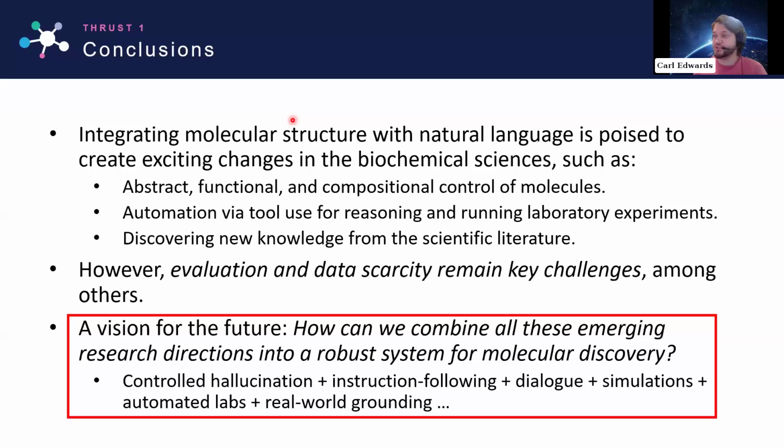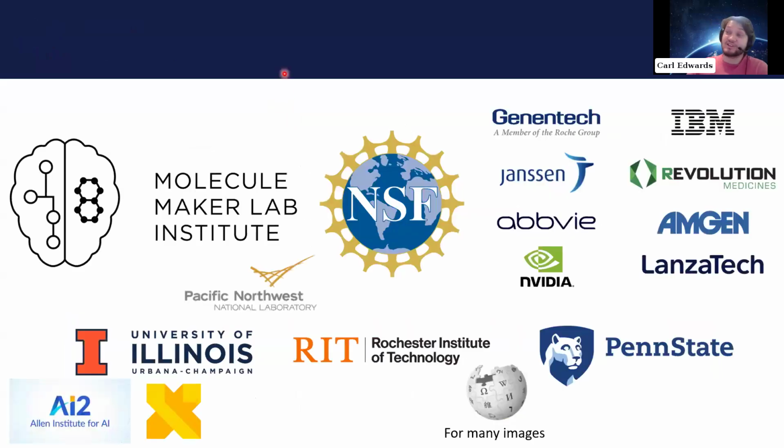And as a vision for the future, I've talked about a lot of emerging directions, but how do we combine all of this into a robust system for molecular discovery, right? So how do we take a language model and teach it about molecular structure, give it the ability to talk with scientists and use tools? And how do we control hallucination? How can we have it interact with simulations and automated labs and things like that? All in a way that's actually useful.